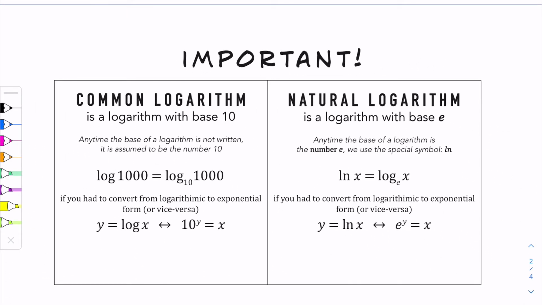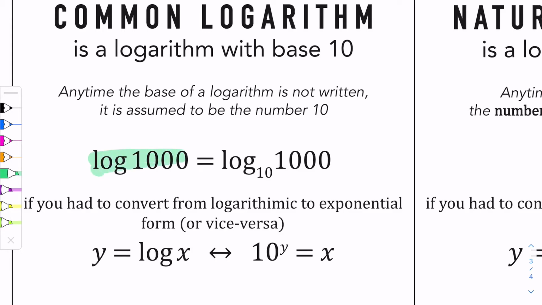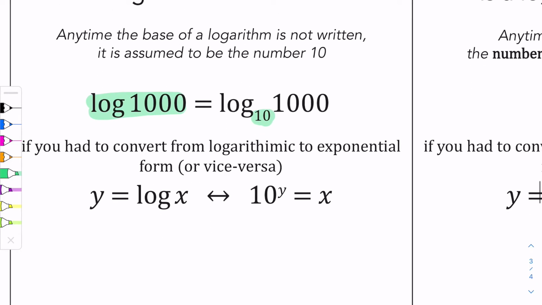Next, we're going to talk about the common logarithm and the natural logarithm. The common log is a log with base 10, and we typically don't write it. So anytime the base of a logarithm is not written, it is assumed to be a base of 10. If you had to convert from log to exponential form or vice versa, you would have to recognize that the base is 10 in order to accurately convert between the two. Also, if you start with an exponential form with a base of 10, then when you write your answer in log form, you don't necessarily have to write the base of 10.